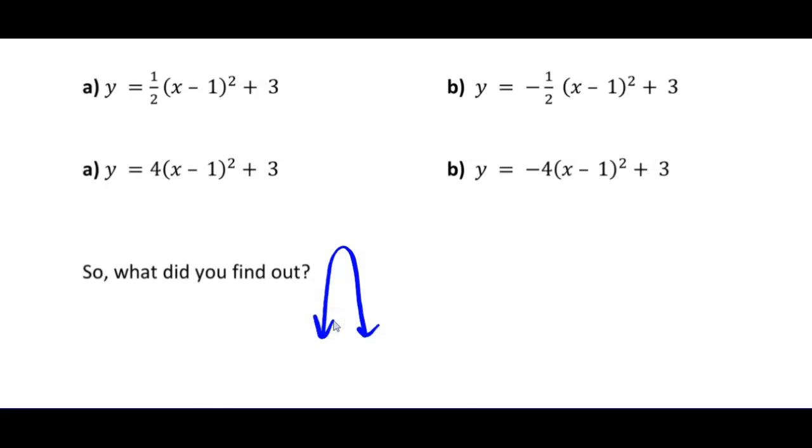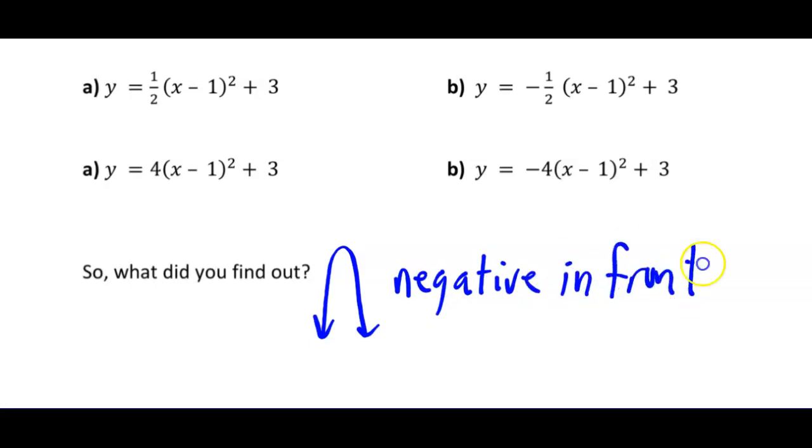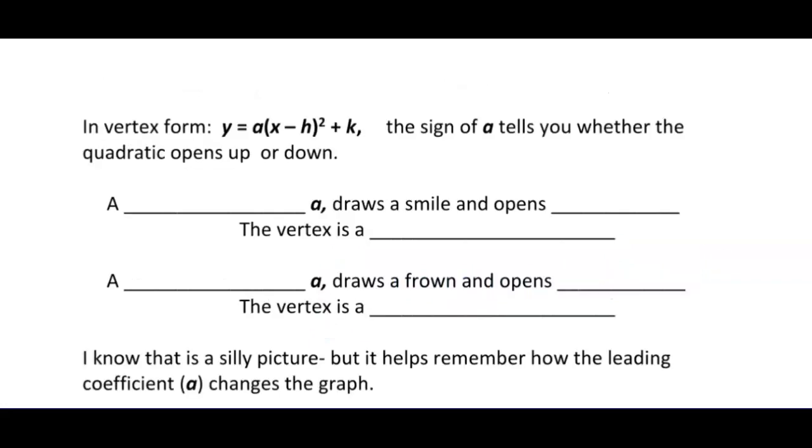If the A is negative, then it's going to open down. So this is a negative in front. It opens down. Okay, so my vertex becomes a what? It's not a lowest point anymore. Now it's a highest point. So I'm hoping that you filled in those, or you actually went and looked at those graphs. That's going to make a big difference in what you understand.